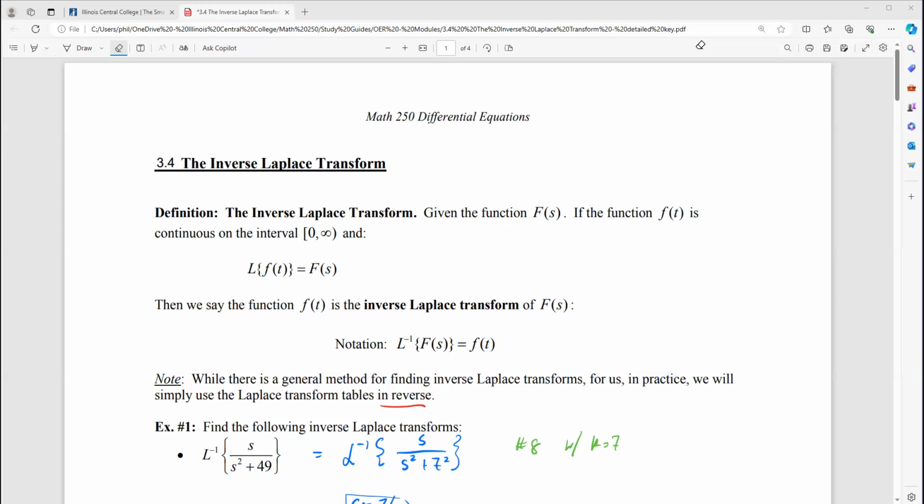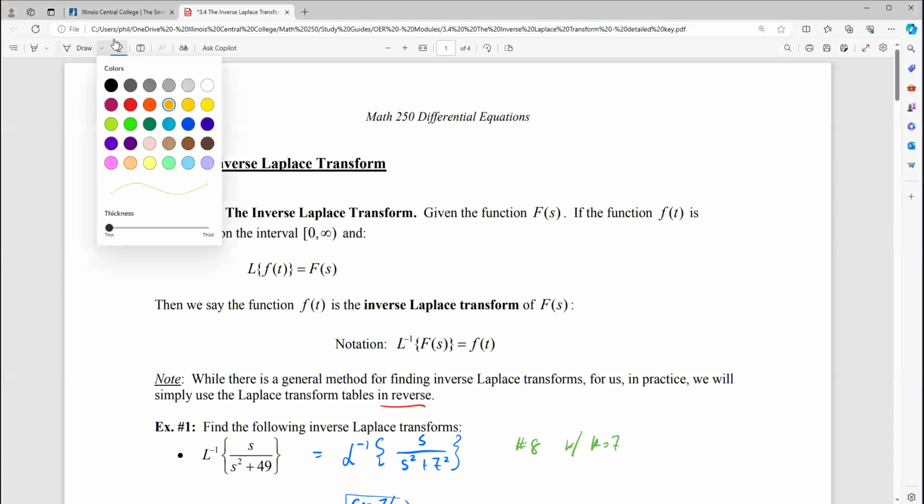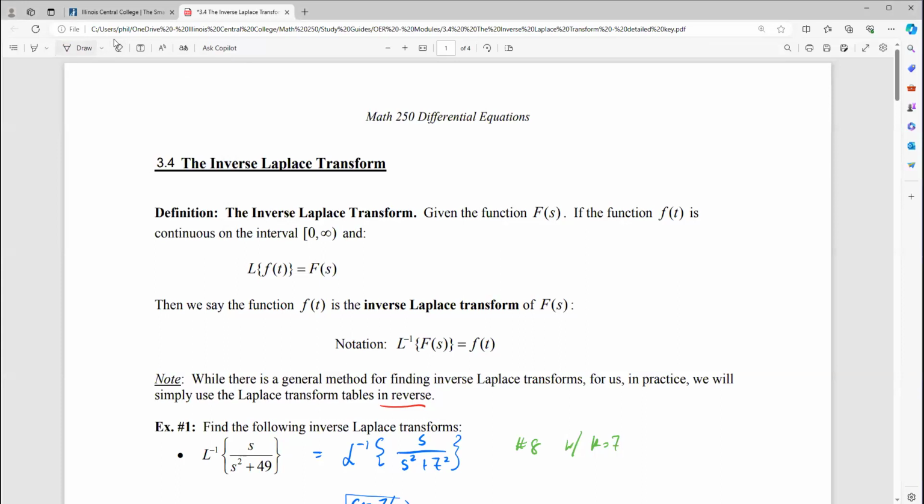In this section, we are looking to find the inverse Laplace transform of certain functions. Basically, the idea is if you are given a certain function as a Laplace transform, what is the function that it came from? If you're given a big F of s, what is the function little f of t that you took the Laplace transform of in order to end up with big F of s? So again, we are inverting here.